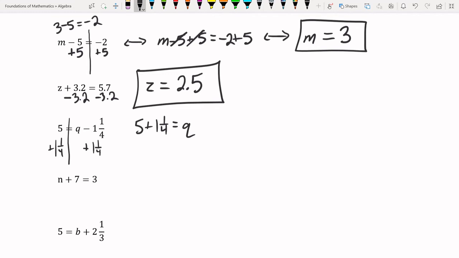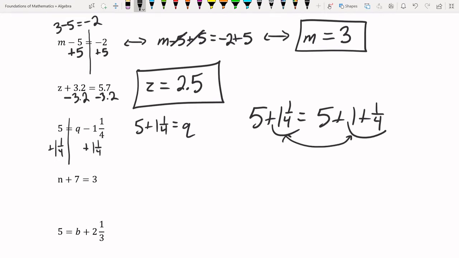Okay, so now we need to actually combine 5 and 1 1/4. There are multiple ways you can do this. You can rewrite this as an improper fraction, get common denominators and solve. We can also just add these mixed numbers together. This one's actually quite simple because 5 plus 1 1/4 is the same thing as 5 plus 1 plus 1/4. That's all a mixed number is. It's just a fancy way of saying the whole number plus the fractional part.